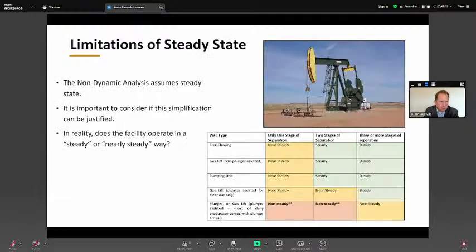And we want to also keep track of what the limitations of steady state might be. That steady state model, that flat curve, that is basically your mass flow in equals your mass flow out. And for a non-dynamic analysis, it assumes that you're getting a steady flow. What's coming in is going out.